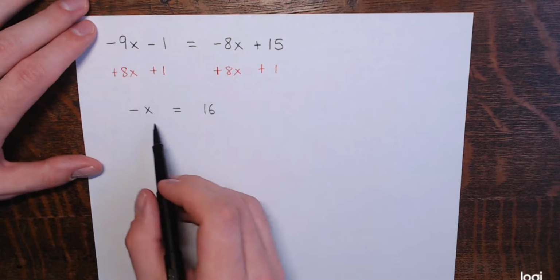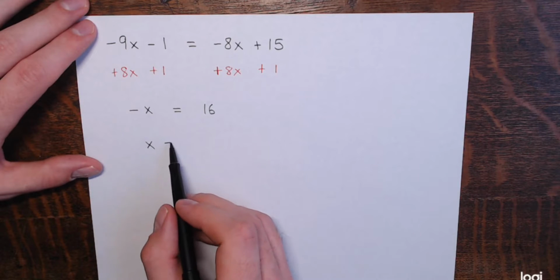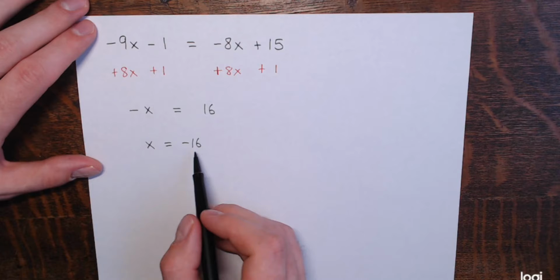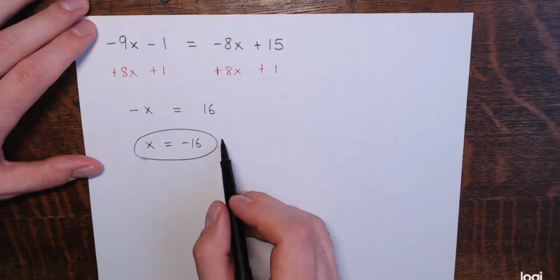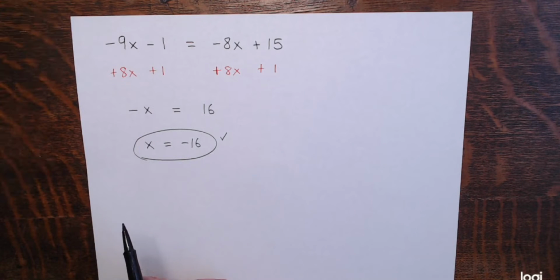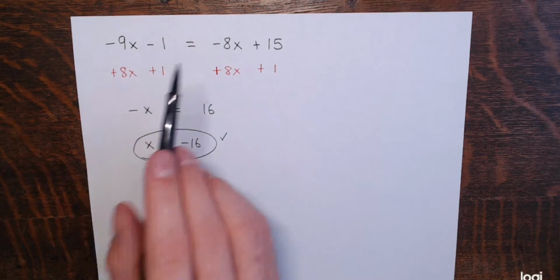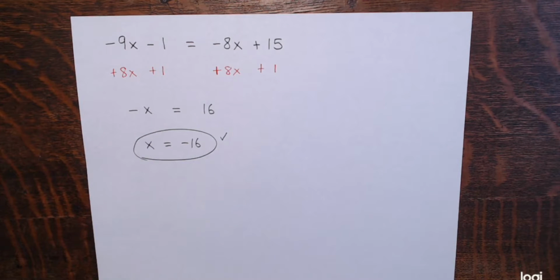And then we divide both sides by negative 1. X is negative 16. And there you go. And don't forget to check it. Plug in negative 16 for x on both sides, and just make sure both sides give you 143. It should.